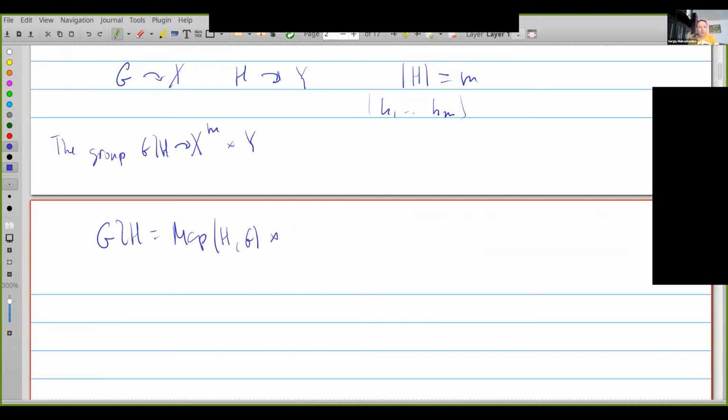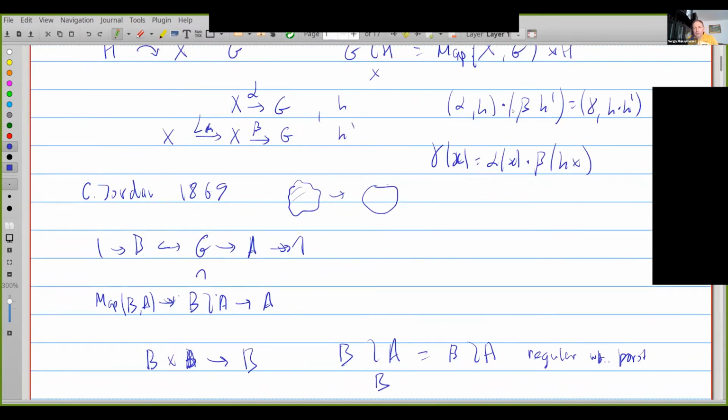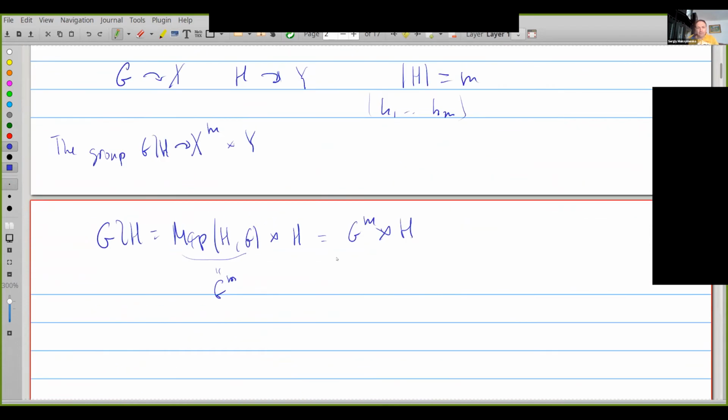So sorry, here is H. But what's this? This is the set of maps from a finite set of M elements to G, and actually this can be just identified with G to the power M. So it is a set, a direct product of G to the power M with H, and here we have some operation with multiplication which is similar to this one.